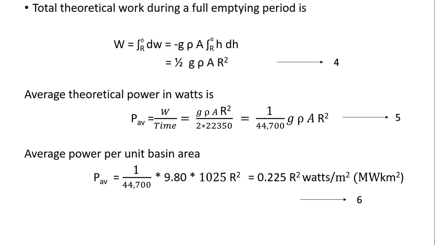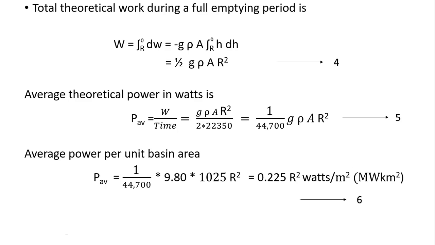So thus the average theoretical power in watts is work done by time. Time means the time it takes for each period to repeat itself. So every 6 hours 12.5 minutes, this cycle will be repeating. So the time can be calculated as 6 hours 12.5 minutes, which can be converted into seconds as 22,350.